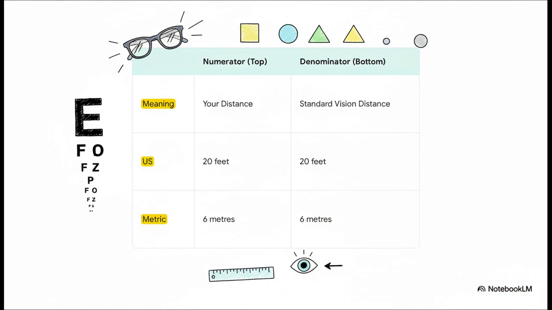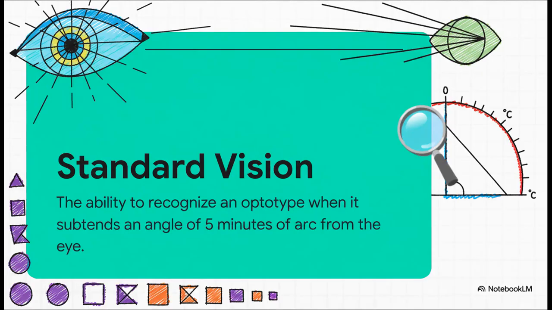Okay, let's just break this fraction down. The top number, the numerator, that's the easy part. It's just the testing distance, how far your patient is from the chart, and that's standardized at 20 feet. Now the bottom number, the denominator, that's the benchmark. That number tells you the distance at which a person with standard vision could read that exact same line of letters. But of course, that just leads to another question, right? What in the world is standard vision?